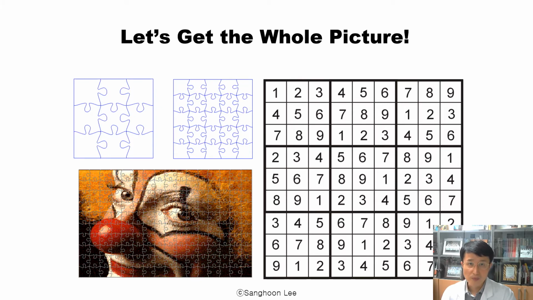This is another popular puzzle, Sudoku. You have to write from 1 to 9 in this 3 by 3 square, and also in this 9-cell column and row at the same time. You have to keep searching the relationship with other numbers as a whole, or you cannot get the answer.